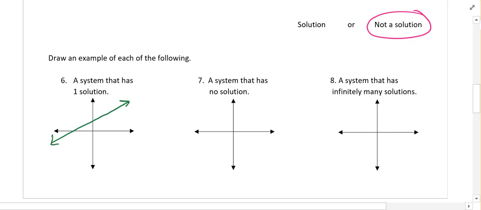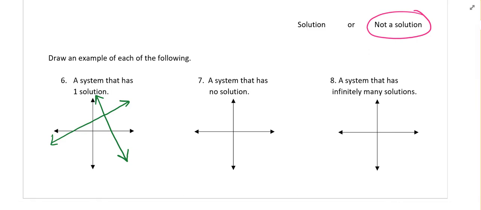So if I just have any two lines here on my graph, and I have one solution to the system, that one solution is going to be that one point. So that point right there that I highlighted in red would be one solution to the system of equations. Two lines on the same graph, the point where they intersect is the solution. A system that has no solutions would mean that the lines never cross.